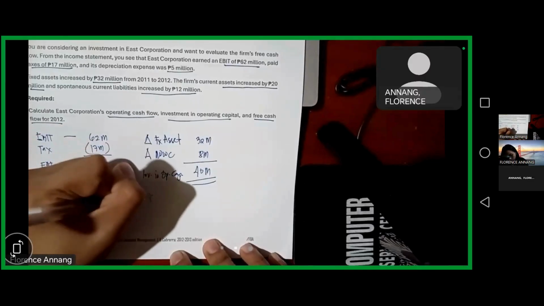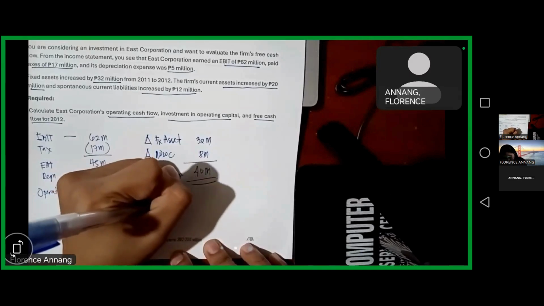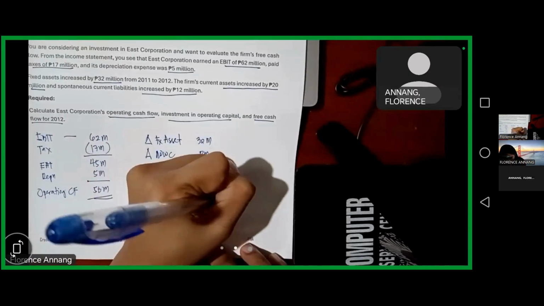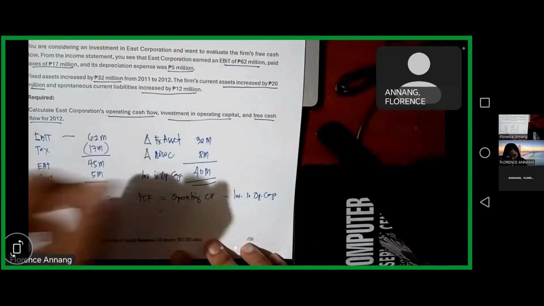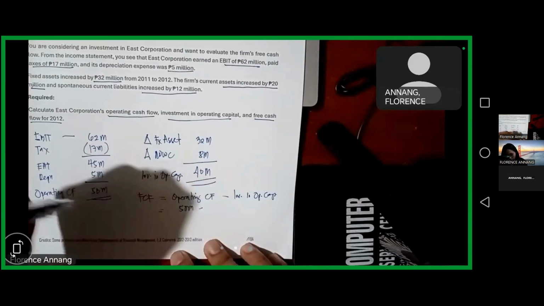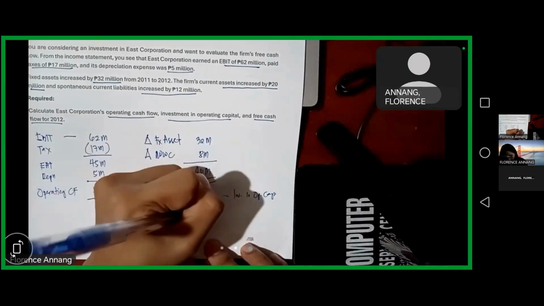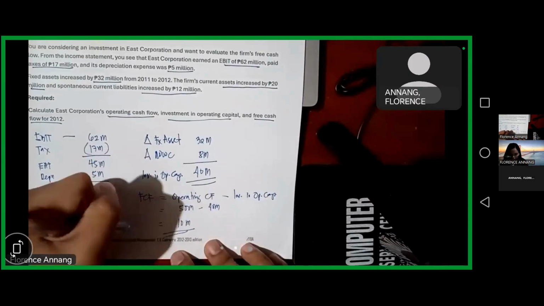So our FCF or free cash flow is operating cash flow less investment in operating capital. So we have 50 million operating cash flows and investment in operating capital of 40 million. So very easy, you get 10 million na free cash flow.